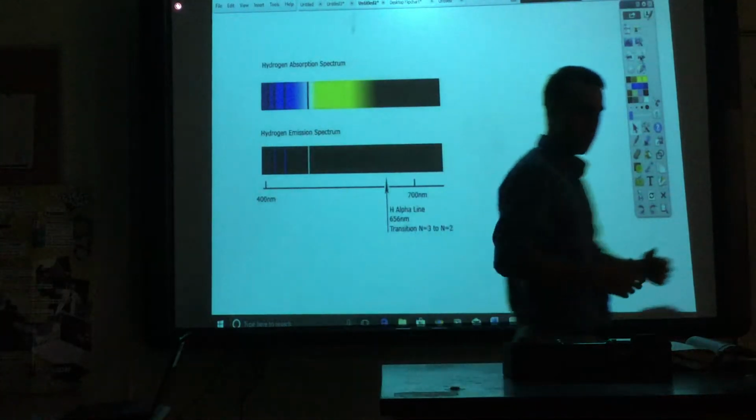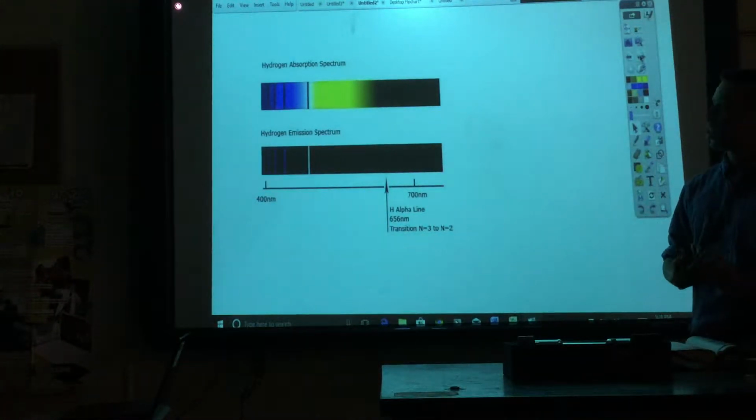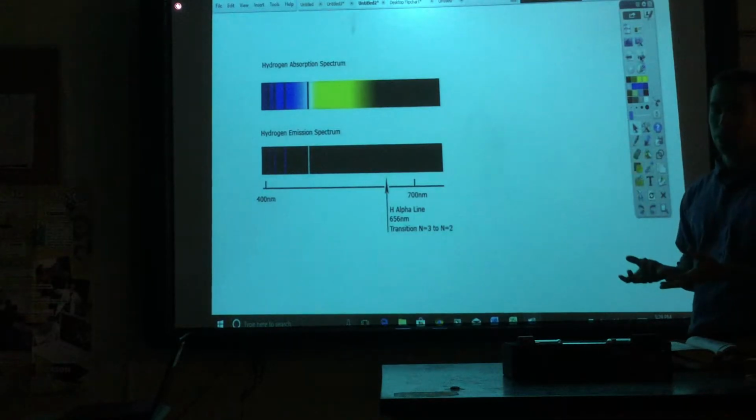Okay, so we're going to back up a little bit. We've been talking in the last unit about Bohr models. We did the basic Bohr models. Where did that idea come from? Let's try and illuminate that a little bit.